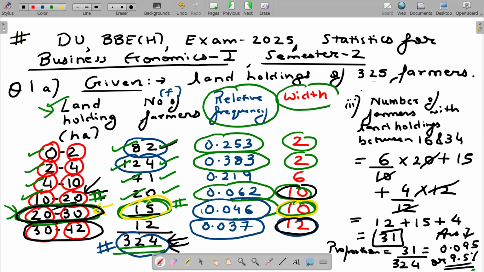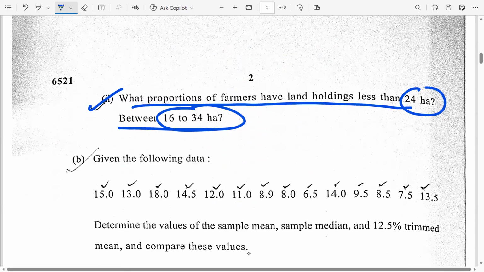Hoping all students have understood, this was a very important question on histograms. I have covered histograms completely in my lectures on descriptive statistics. So I stop in this lecture. We have done question 1 part A. Question 1 part B, I intend to take up for discussion in the next lecture.